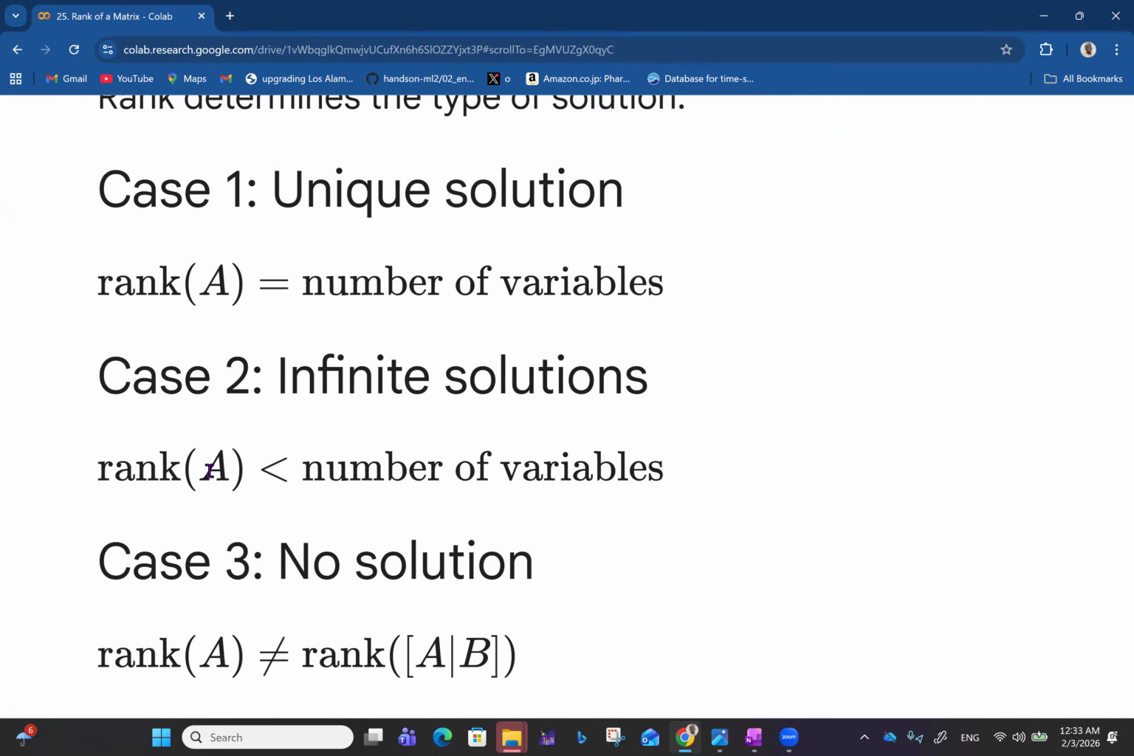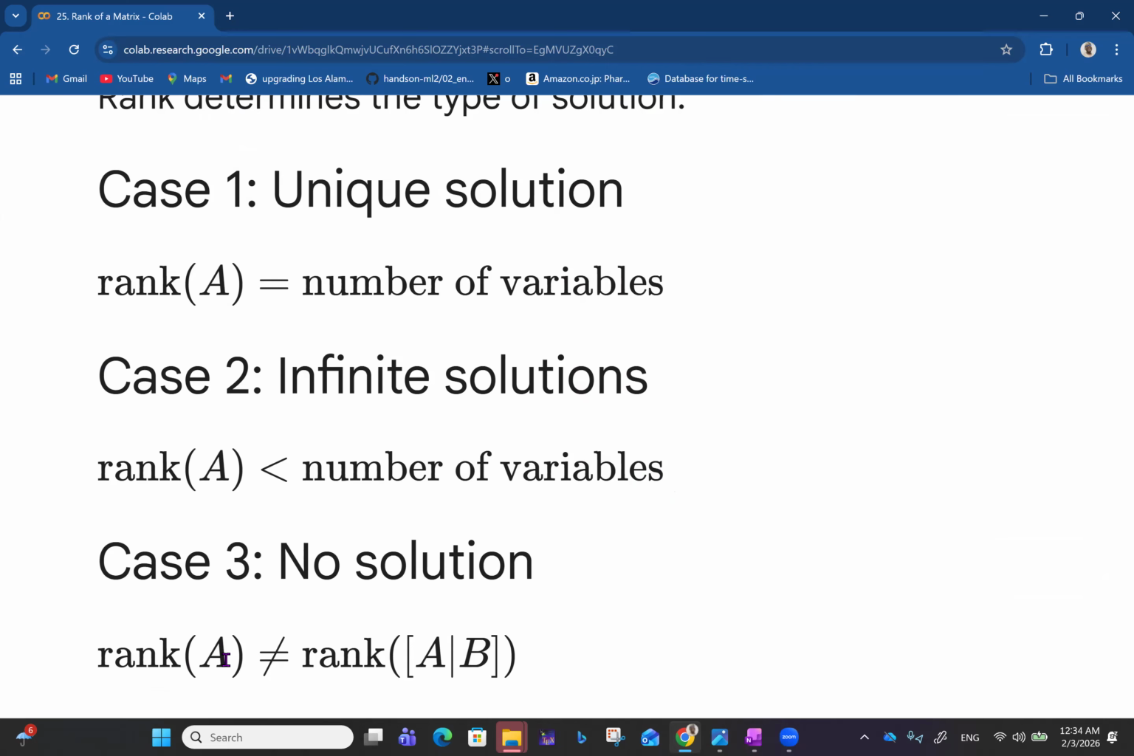Case two, you have infinite solutions if the rank of the matrix is less than the number of variables. That tends to correspond with the fact that, okay, you have three variables and one equation, or three variables and two equations. Then most likely you're going to have infinitely many solutions. Of course, you can have three variables and three equations and still have infinitely many solutions, but those are not guaranteed. So usually when the rank of a matrix is less than the number of variables, you're going to have infinitely many solutions. Case three, no solution.